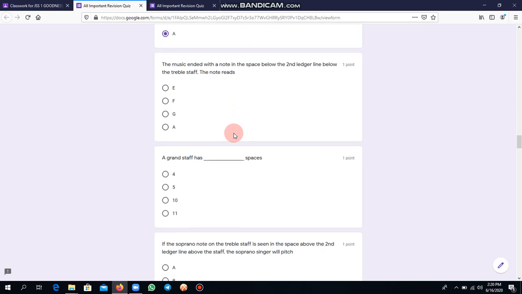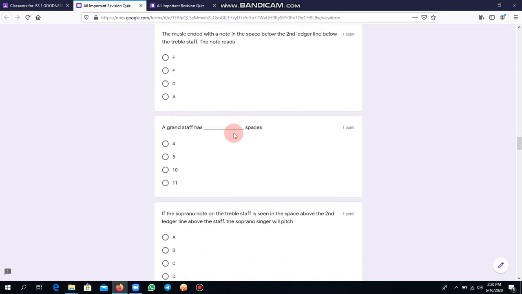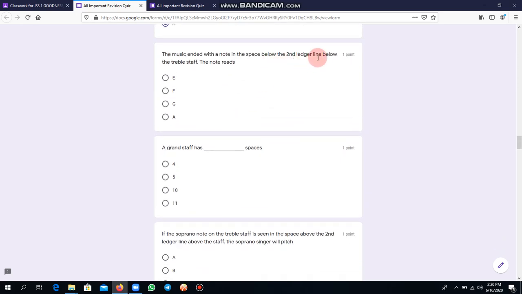The music ended with a note in the space below the second ledger line below the treble staff. If you look at the treble staff, the first ledger line below is C. The second ledger line below is A. Now, the space below that ledger line is G. Are we there? Correct. Good.